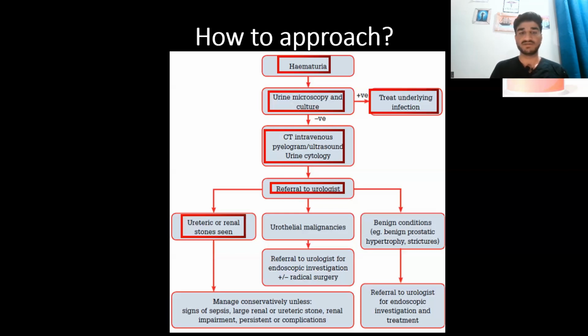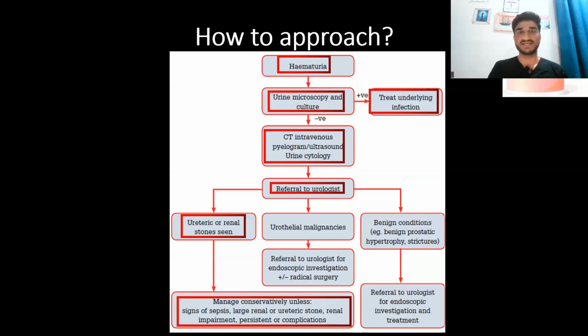The ureteric or renal stones, when seen on imaging, we manage conservatively, or we will do lithotripsy, or if the stone size is small, we do oral therapy. But if there are signs like sepsis, a large renal or ureteric stone, renal impairment or some other complications, we manage and remove the stone instantly, because we have to prevent further complications.